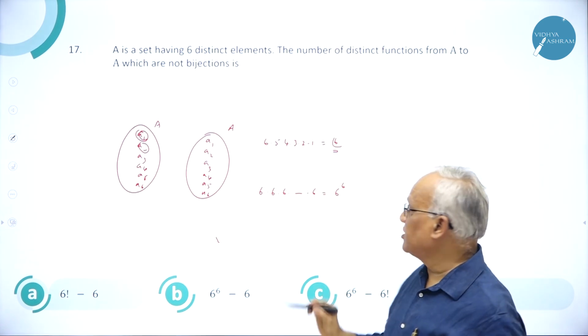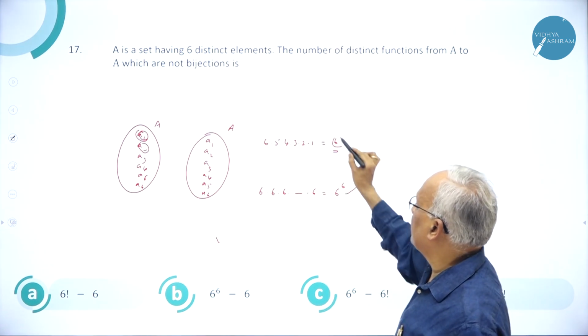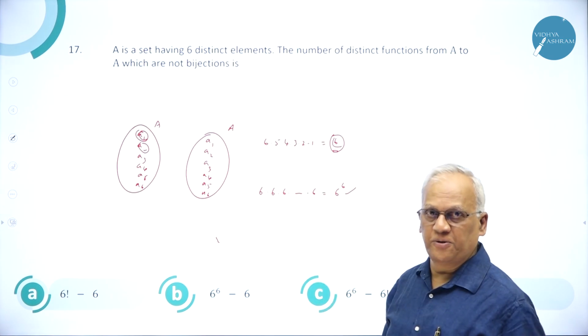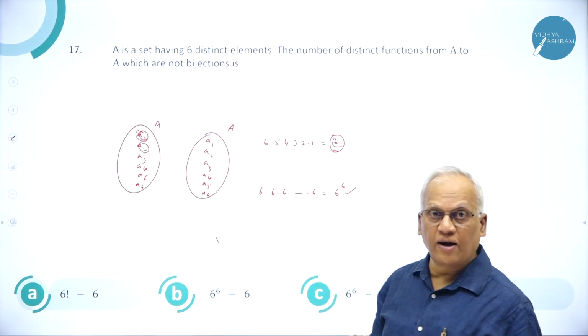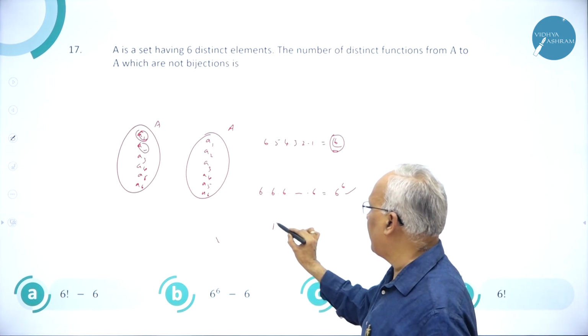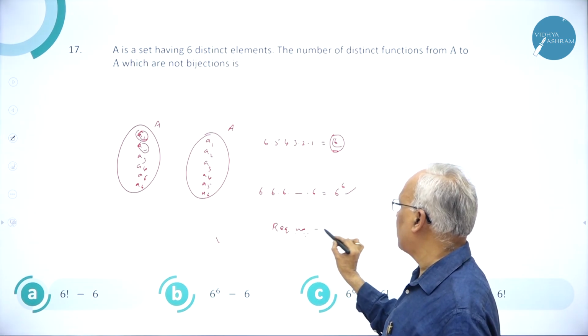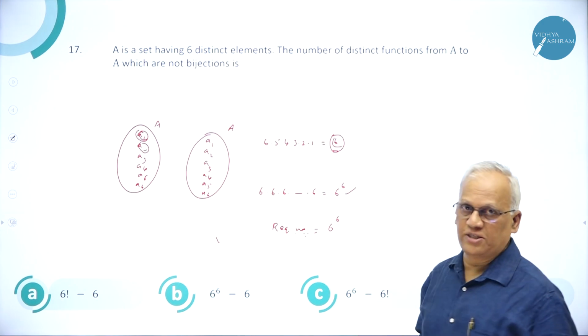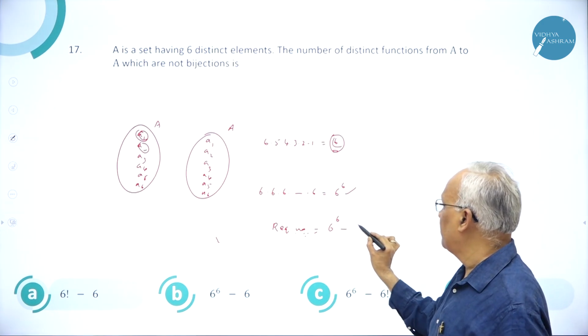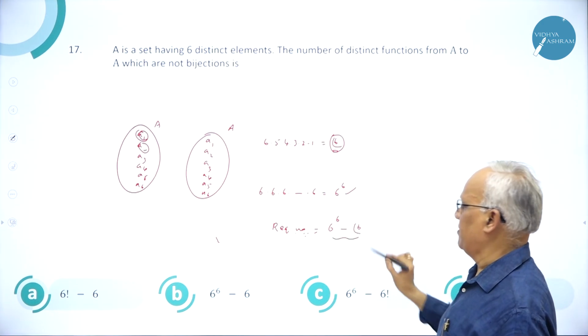The total number of functions is 6 to the power 6, out of which 6 factorial are bijective. Therefore, I want functions which are not bijective. Therefore, the required number is, out of the total number of functions 6 to the power 6, you remove 6 factorial, and you get this answer.